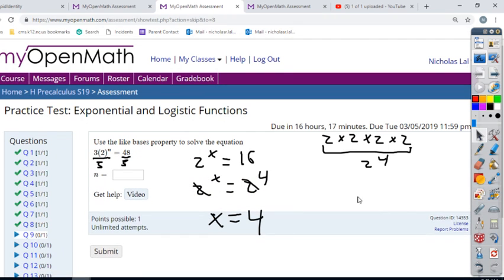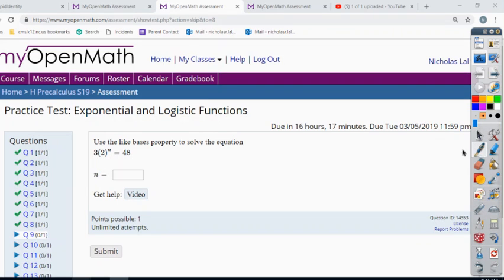Question 9. Use the like bases property to solve the equation. So divide each side by 3. 48 divided by 3: 16, 32, 48. 2 to the n is equal to 16, because 16 times 3 is 48. Then this becomes the exact same problem we had last problem. 2 to the n is equal to 2 to the 4, n is equal to 4.